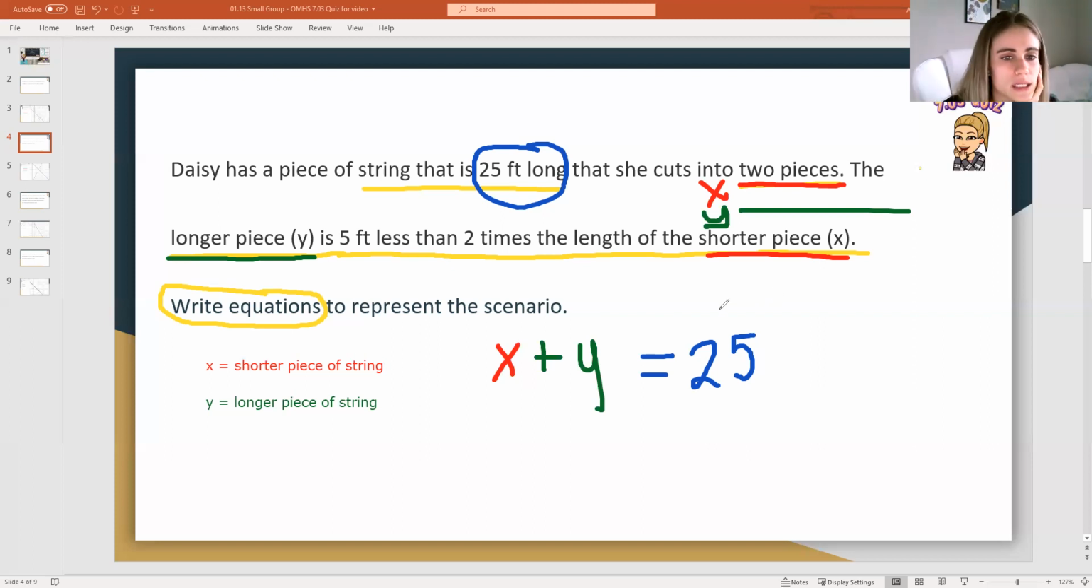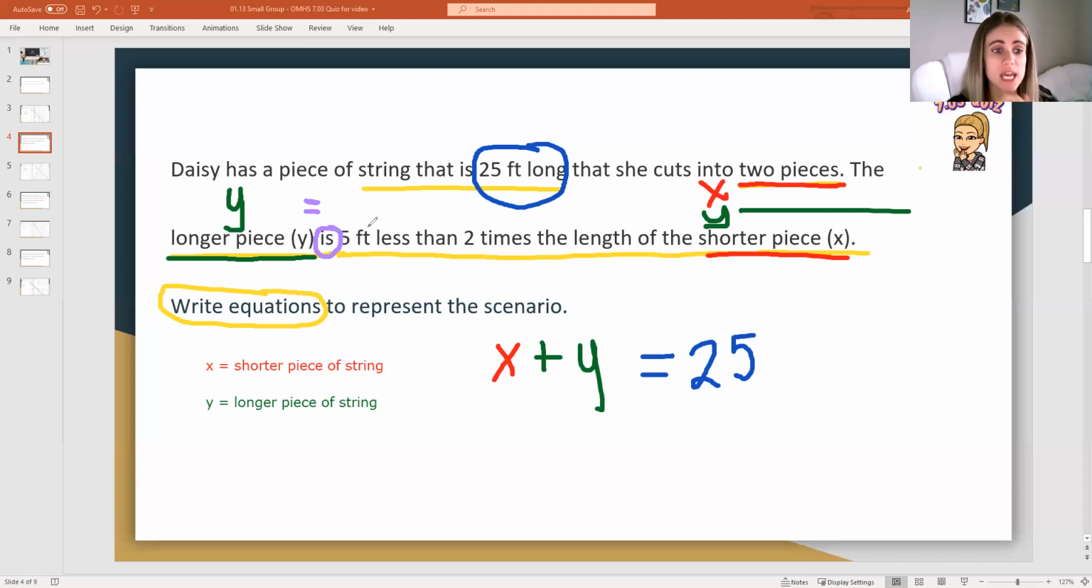I read this second sentence here, I see that it says the longer piece y is. What does that connection word is mean? Add, subtract, multiply, divide, or equals? Is means equals. So the longer piece is, so is equal to 5 less than. Well, 5 less than means minus, but I have to be careful because I don't want my minus to accidentally become a negative sign or to be with the wrong number.